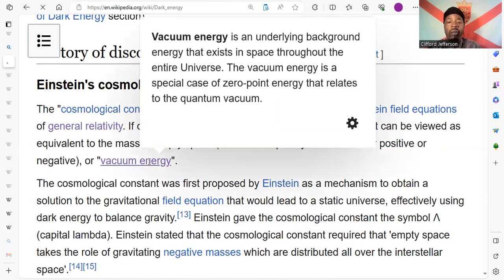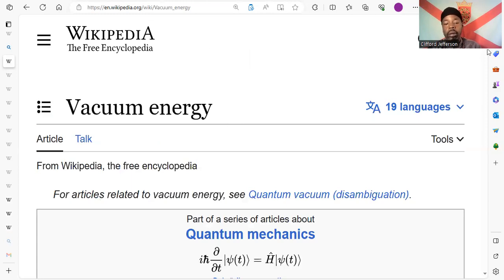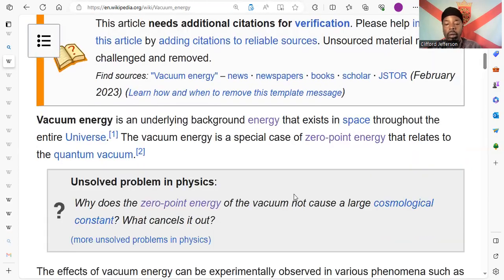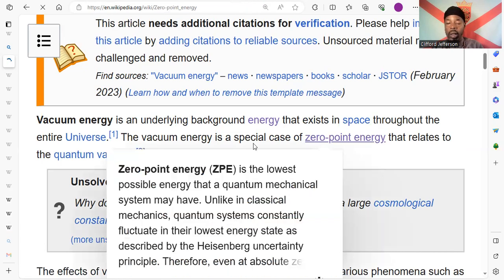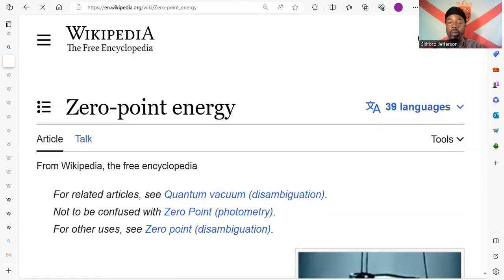Vacuum energy is the underlying background of energy that exists in space throughout the entire universe. The vacuum energy is a special case of zero-point energy that relates to the quantum vacuum. Zero-point energy is symbolic of the special theory of relativity, E equals mc squared. Let's qualify it before I close out.